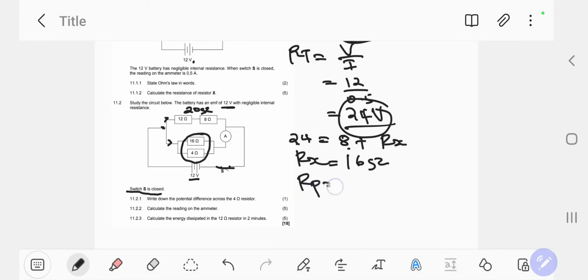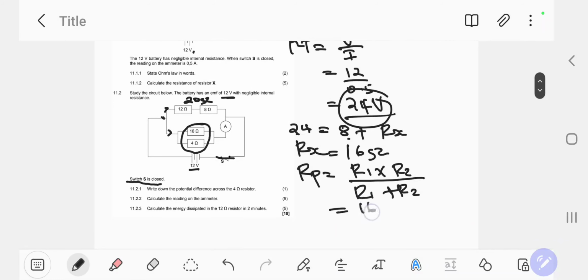I'm just going to get the effect of that. It's R1 times R2 all over R1 plus R2. So we have 16 times 4 over 16 plus 4. 16 times 4 is 64 over 20. It's 64 divided by 20, and that gives 3.2 ohms.